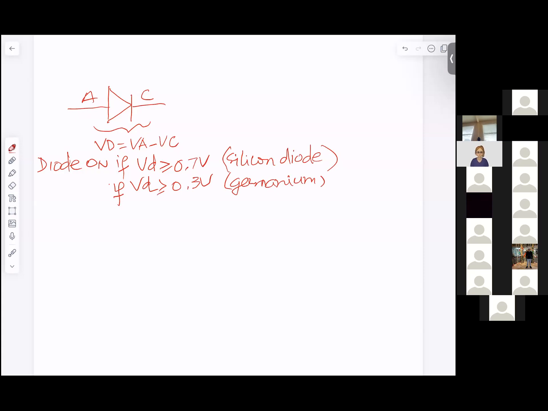Okay, there are two different types used to make diodes, silicon and germanium. The only difference is that the silicon diode uses 0.7 volt, the other one 0.3. Are germanium diodes ever used? No, they're not used frequently.